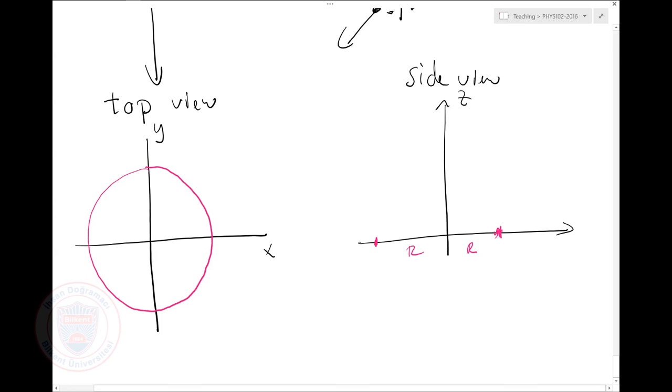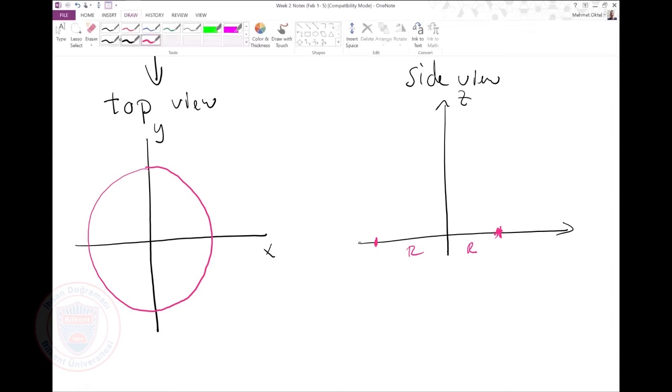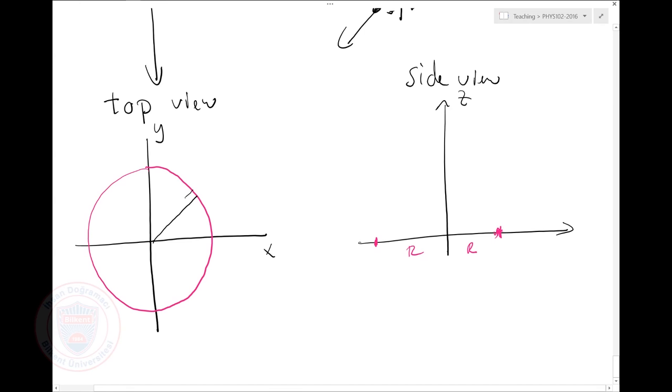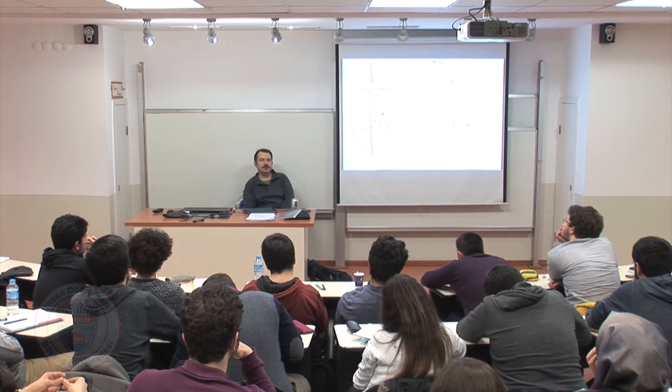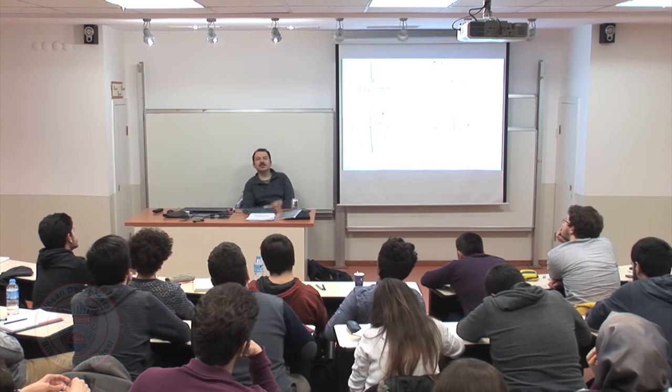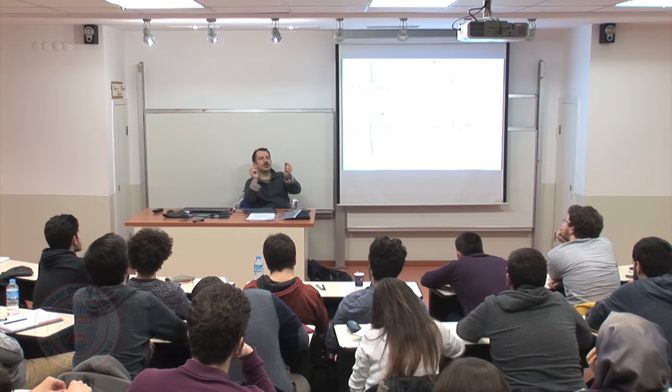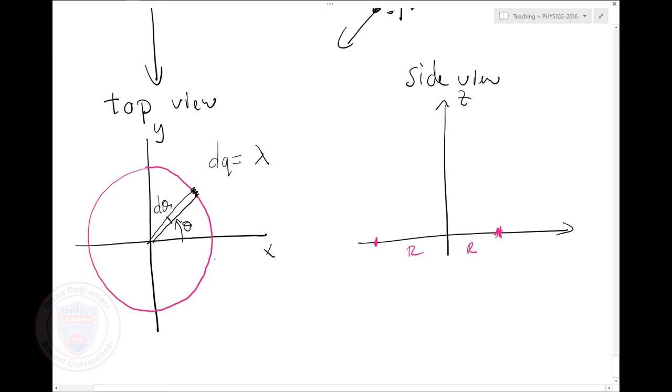Right. Now I'll do the following. Let me take a small section of this ring. Let's say this angle is theta, and the small angle here is d theta. Can you tell me how much charge is there on the small section? What is dq? Now, if I know the length of any section of this circle, I can immediately multiply it by lambda and know how much charge there is, right? So this dq must be lambda times whatever the length of this small section is.